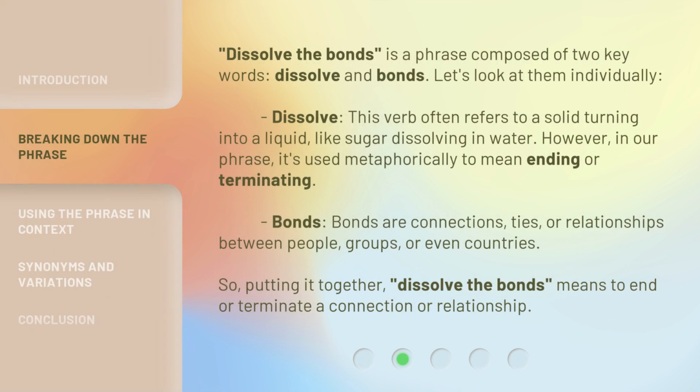Dissolve the bonds is a phrase composed of two key words, dissolve and bonds. Let's look at them individually. Dissolve. This verb often refers to a solid turning into a liquid, like sugar dissolving in water. However, in our phrase, it's used metaphorically to mean ending or terminating. Bonds. Bonds are connections, ties, or relationships between people, groups, or even countries. So, putting it together, dissolve the bonds means to end or terminate a connection or relationship.